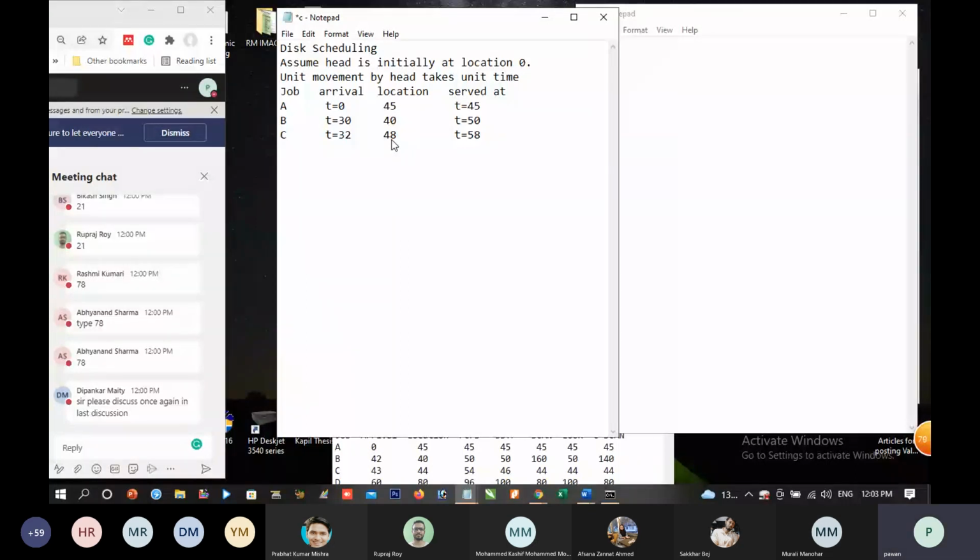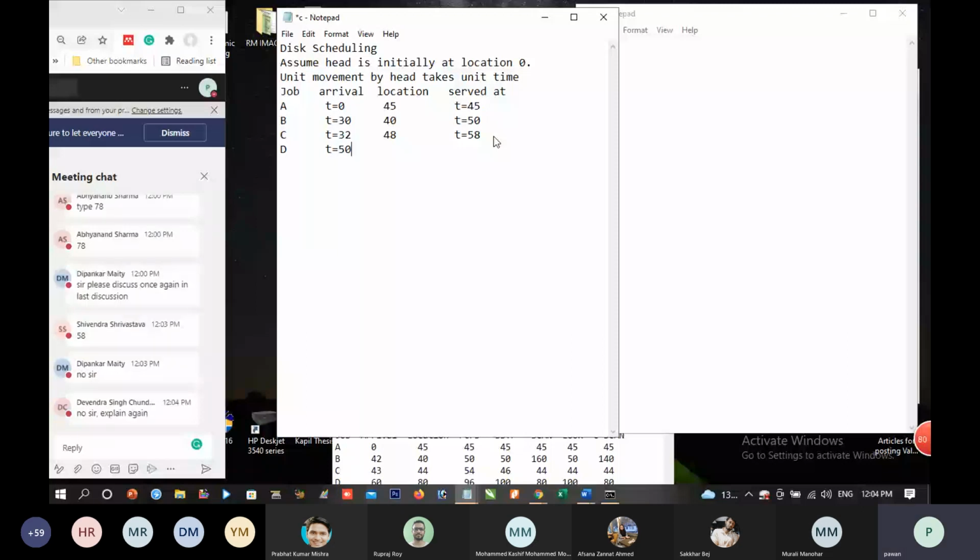Is this method clear to you? Any doubt? Suppose at time t equal to 50, another job comes at location 46. Now from 48 to 46, it will take 2 unit time. So we shall be serving at time t equal to 60. What is your doubt?